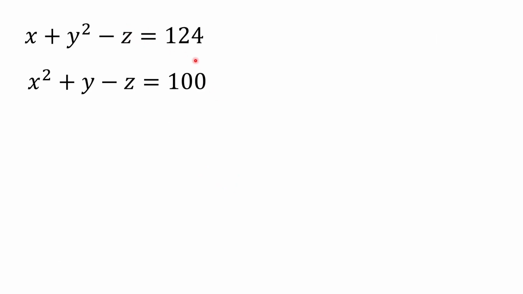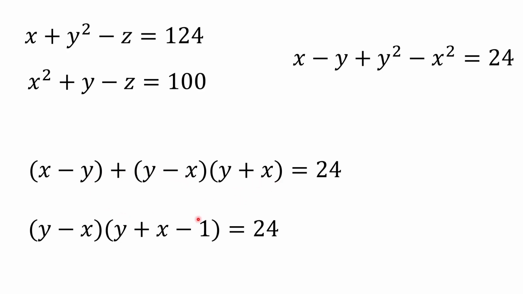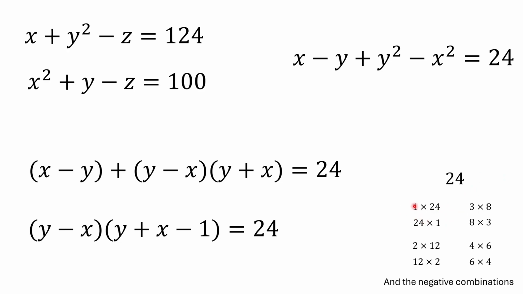All right, so here are the two equations. We can subtract them. z disappears, and we get x minus y, y squared minus x squared, and we can factorize this as y minus x times y plus x. Now obviously we can factorize y minus x, and y plus x will be remaining. This one becomes minus 1, and it is equal to 24. Now we can write 24 as a product of two numbers. We have multiple cases, so it can be 1 times 24, or 24 times 1, 3 times 8, 8 times 3, and so on. Also all the negative combinations, so minus 1 times minus 24, minus 24 times minus 1, and so on.